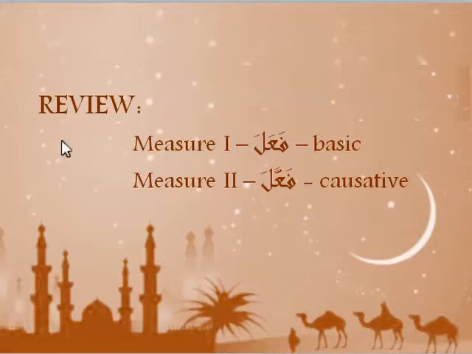Of course, as you're sick of hearing by now, measure 1 is 3 basic root letters. This is your basic meaning. Measure 2, of course, you could do this by now, right? You've got a shadda here, which makes it causative, to cause whatever the basic meaning is.